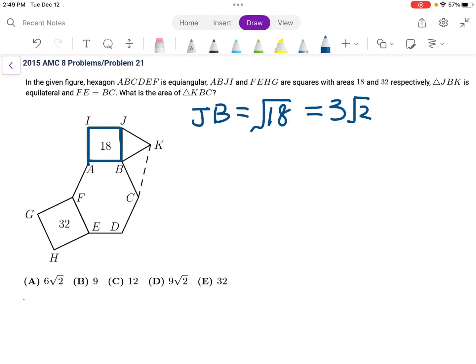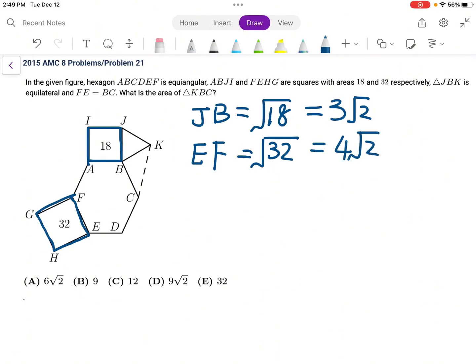And similarly, for FEHG, it's also a square. Therefore, EF equals square root of 32, and that equals 4 multiplied by square root of 2. Because ABCDEF is equiangular, therefore BC equals EF equals 4 times square root of 2.